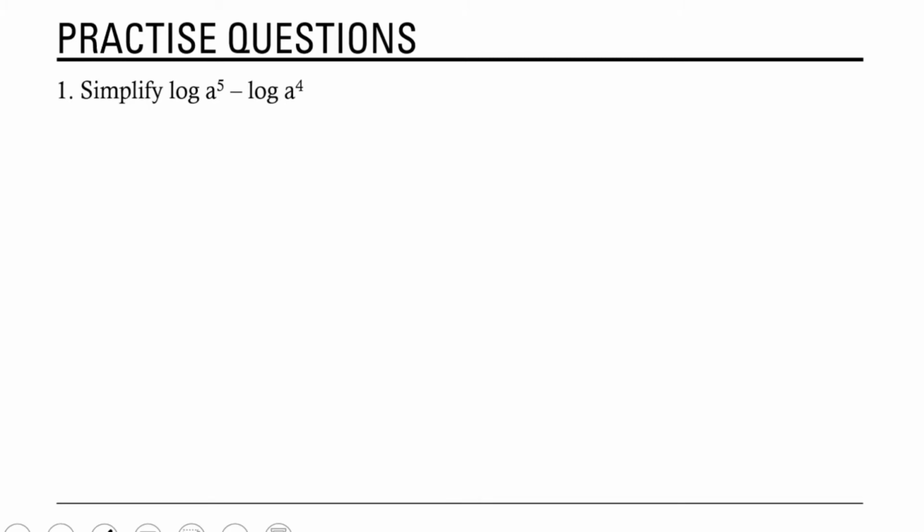Now, we will do a few practice questions using these laws. First one is simplify log a raised to 5 minus log a raised to 4. We know that log m minus log n is equal to log m divided by n. So, log a raised to 5 minus log a raised to 4 is equal to log a raised to 5 divided by a raised to 4.